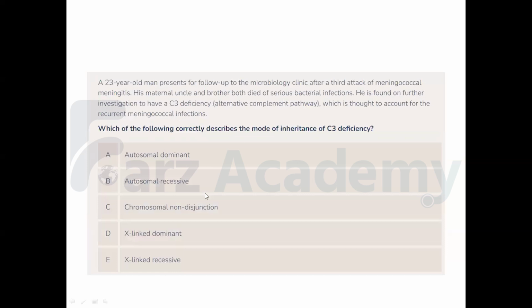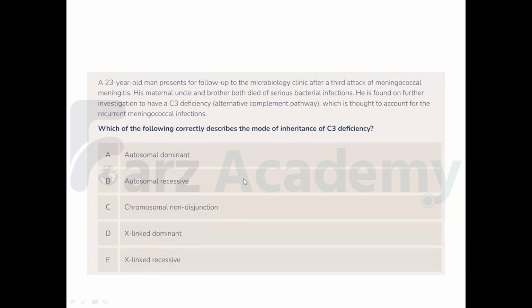A 23-year-old man presents for follow-up in the microbiology clinic after a third attack of meningococcal meningitis. His maternal uncle and brother both died of serious bacterial infection. He is found on further investigation to have a C3 deficiency. That is an alternative complement pathway, which is thought to account for the recurrent meningococcal infections. Which one of the following correctly describes the mode of inheritance of C3 deficiency? Autosomal dominant, autosomal recessive, chromosomal non-disjunction, X-linked dominant, X-linked recessive.